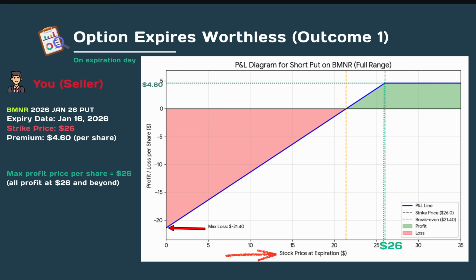Now, we already know this from the start of the trade. Why? Because the buyer paid us a premium of $4.60 per share in order to enter this trade.